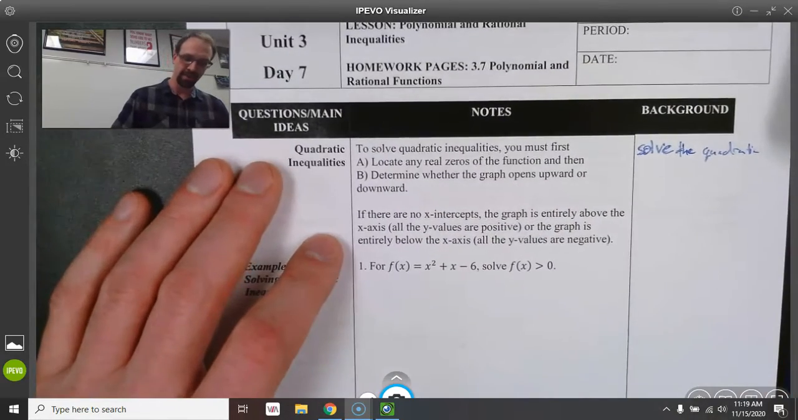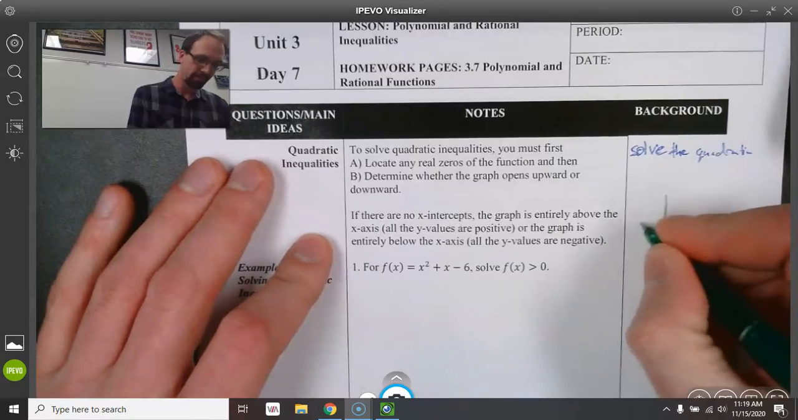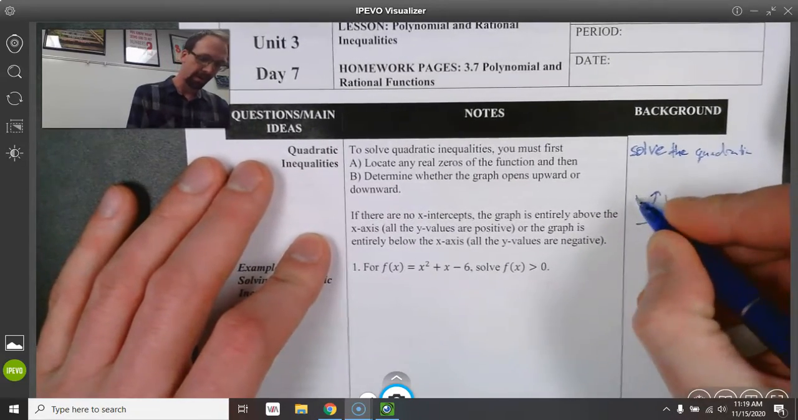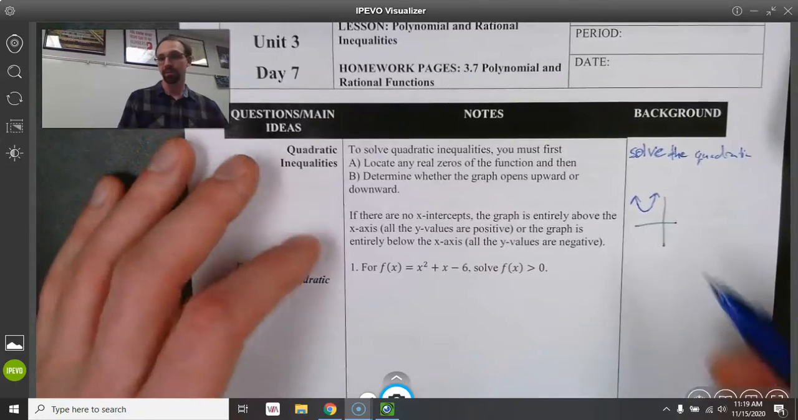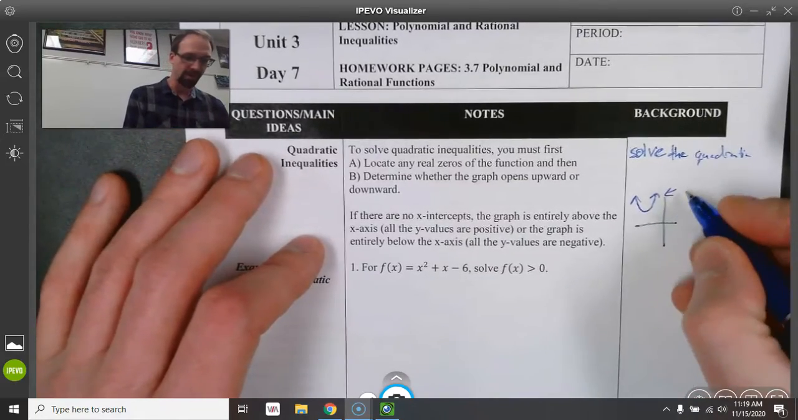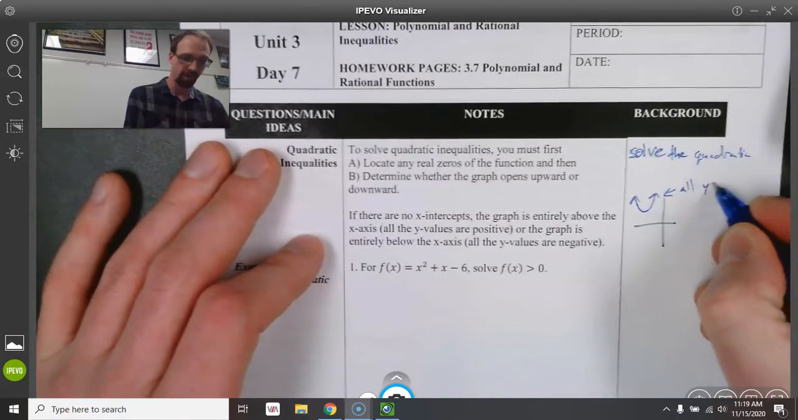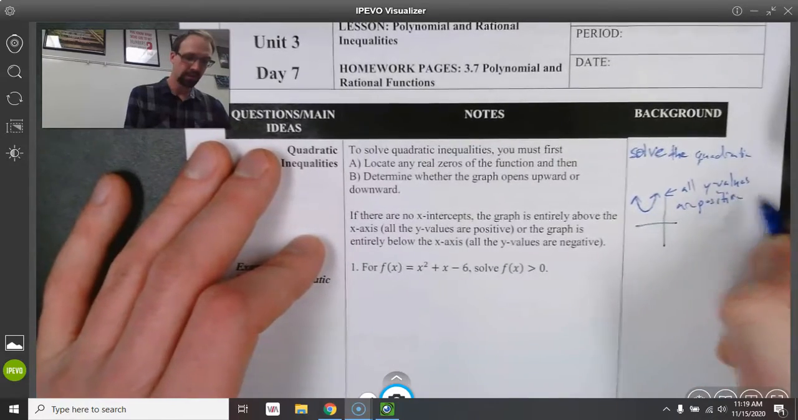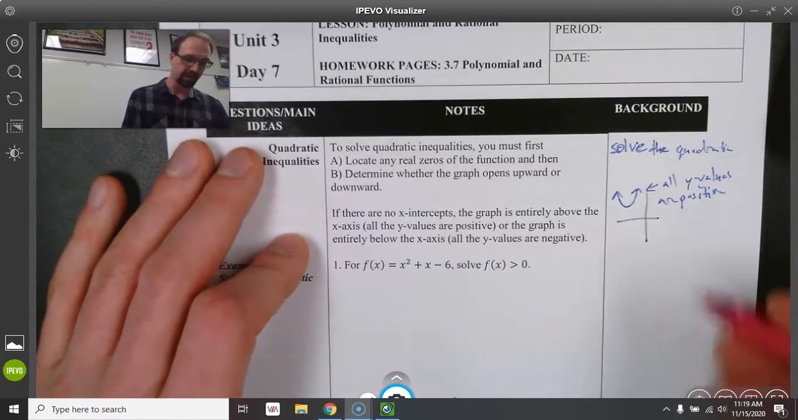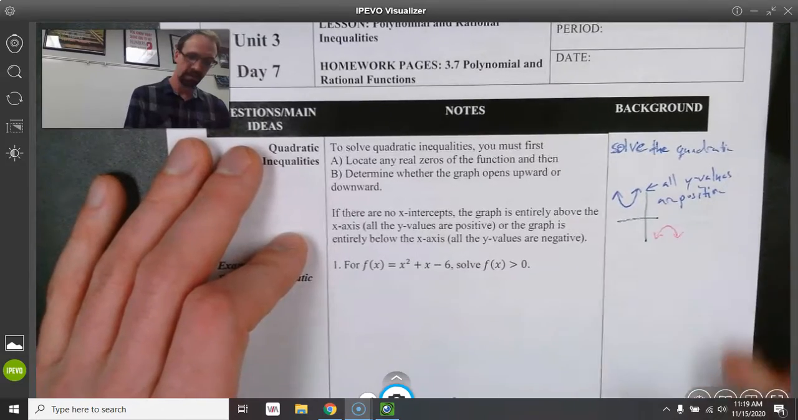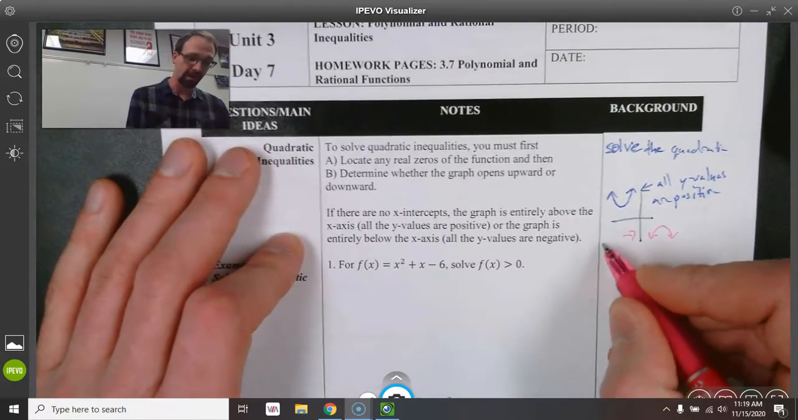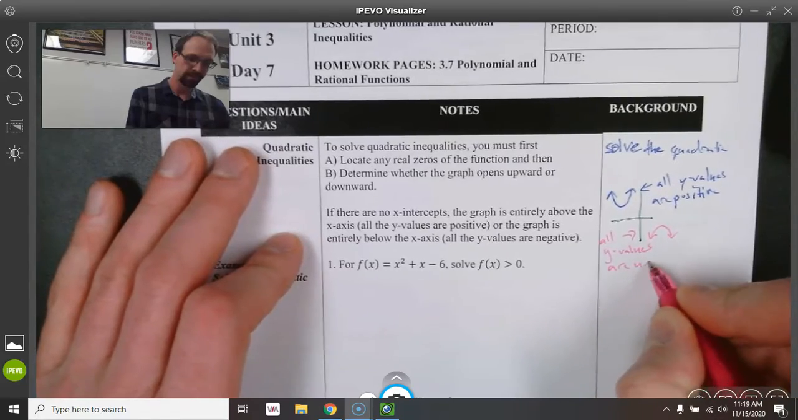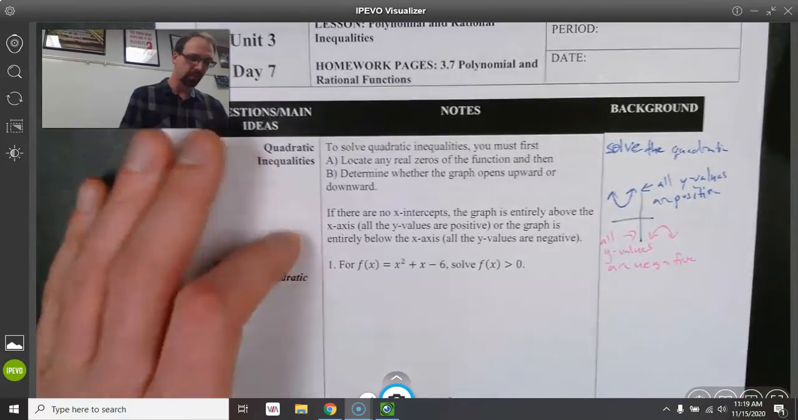What I mean by this, if I have a graph, and then I have a quadratic on the graph, and the quadratic is like this, well, all of the values for this particular graph, all the y values are positive. Similarly, if I have a graph like this, then all the y values are negative. Which is good to know as we move forward.